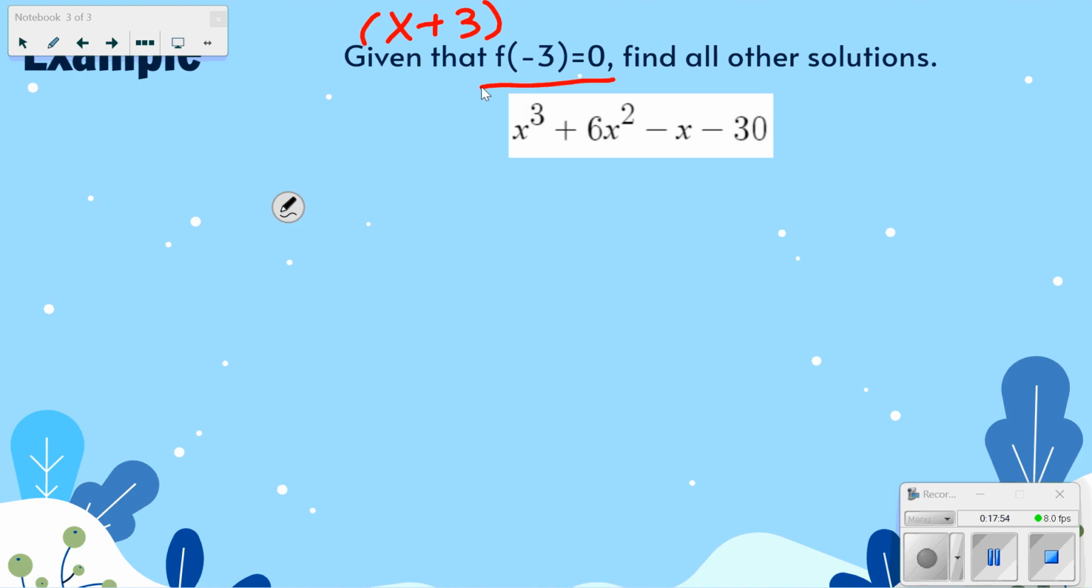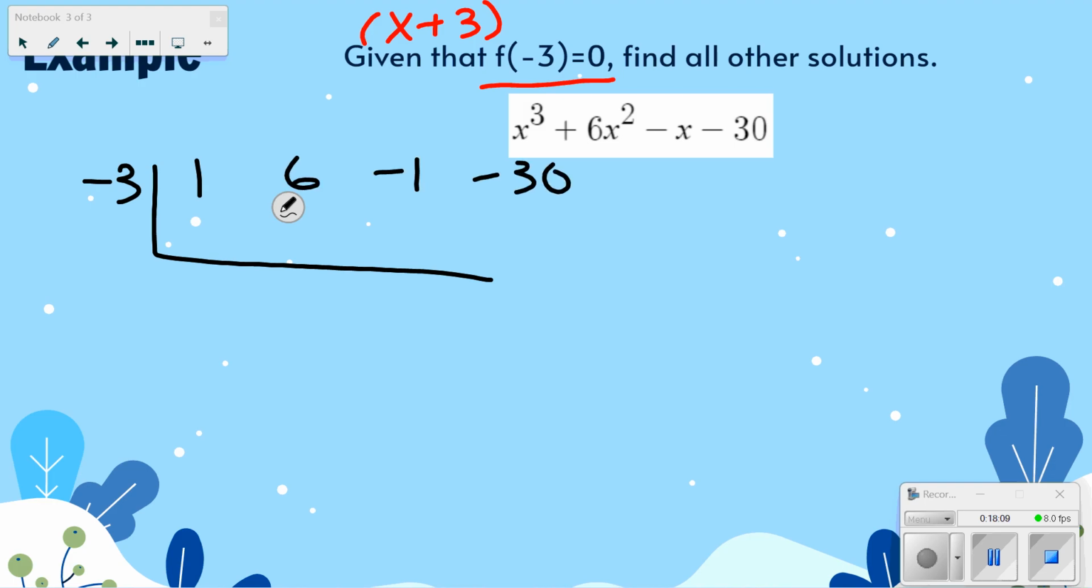So if we just do synthetic division with just -3, then we'll set up our synthetic division with our coefficients. So I know that'll be 1, 6, -1, and -30. So I have x cubed, x squared, x, and then just my number. Now going through with synthetic division, just dropping down our 1 first. And then we'll get all the way back up here by doing what? How do I get to that next term with synthetic division?